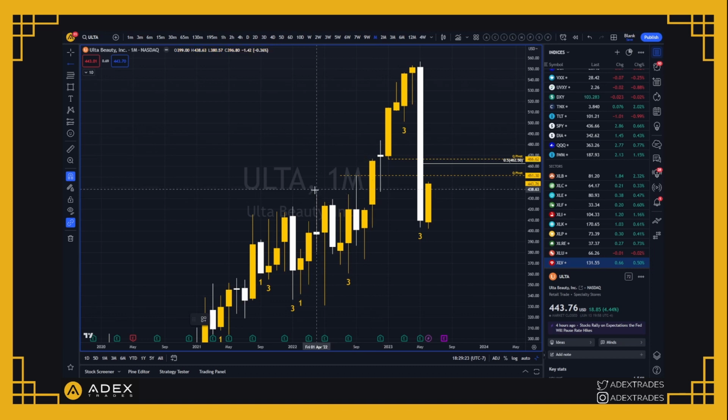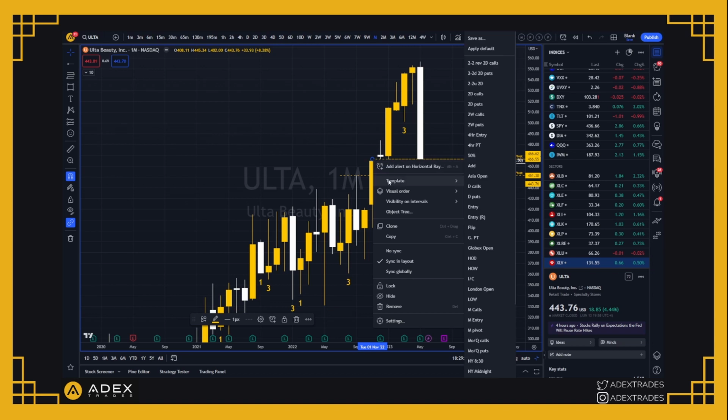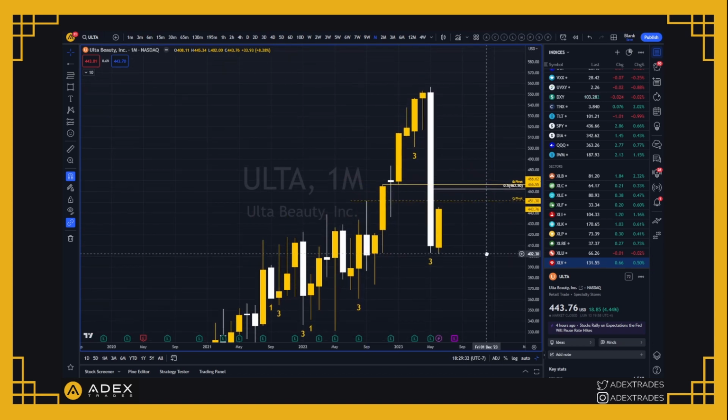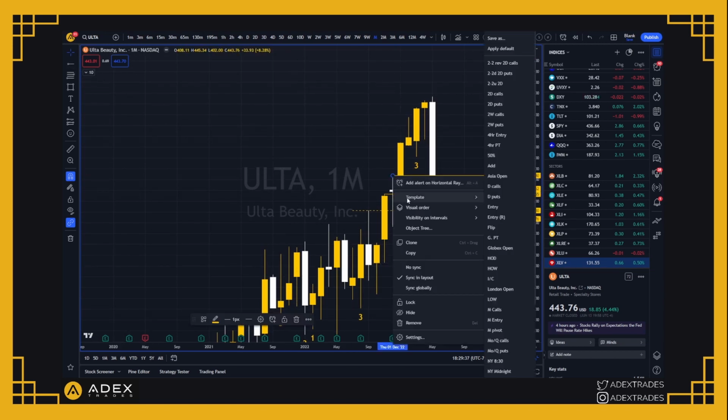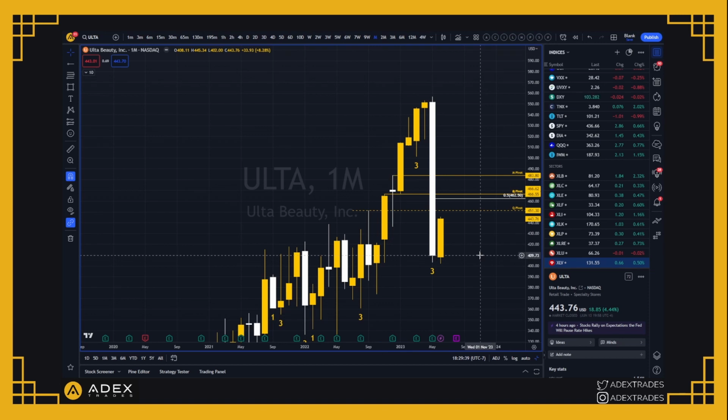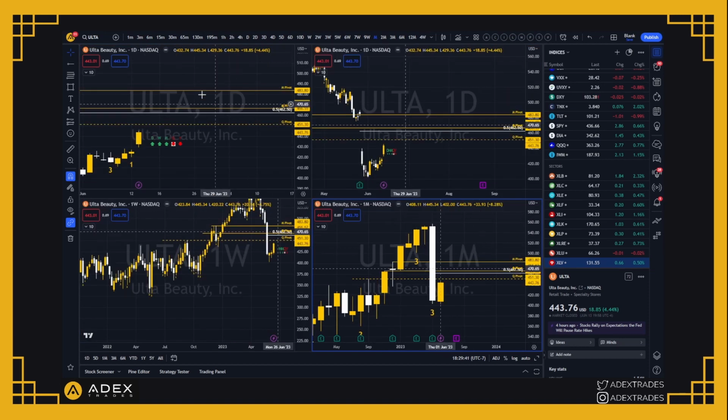That's the same thing. Monthly pivot, and we have a pivot right here. Monthly pivot. Boom. Now I'm going to go to the weekly pivot. Mark your weeklies.